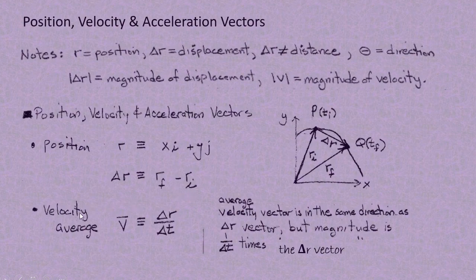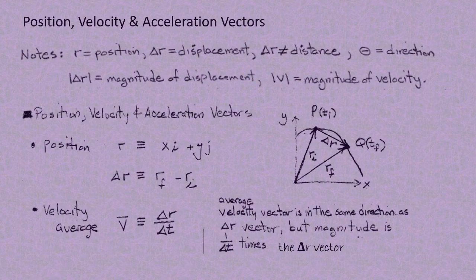Moving on to velocity, first talking about average velocity. Average velocity is defined as the change in displacement divided by the elapsed time. Notice in this equation, the only vector quantity we have is in the numerator, the change in position, because change in time is a scalar quantity. Therefore, the average velocity vector is going to be in the same direction as the displacement vector, but its magnitude is going to be different. It's going to be 1 divided by delta t times the delta r vector.